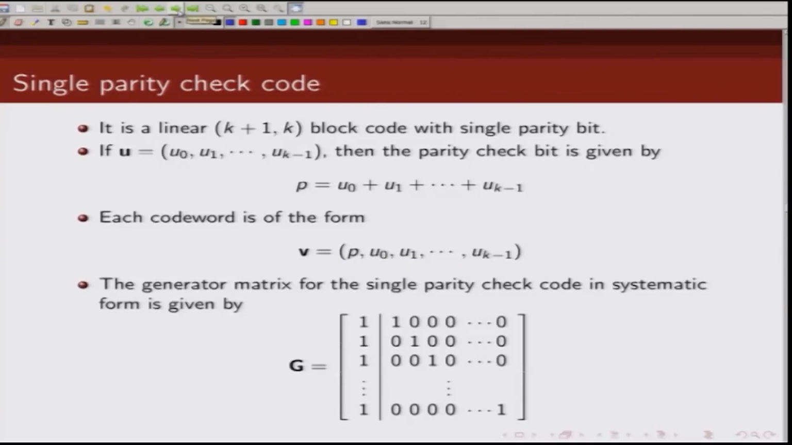So, I can write the same thing in the form of a generator matrix. As we know, our coded sequence can be written as input times generator matrix. You can see the first bit is a parity bit, which is the sum of all ui's. So, the first column will be all ones, and then this will be an identity matrix, because the second bit is u0, the third bit is u1, u2 and so on. So, this is an identity matrix.